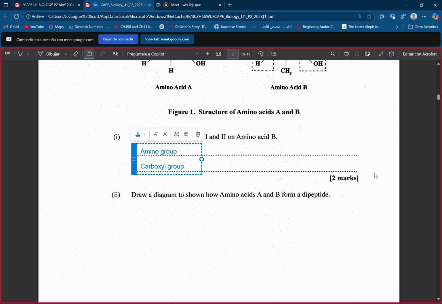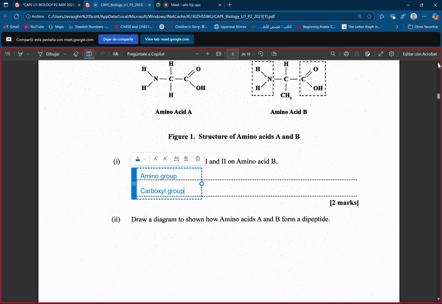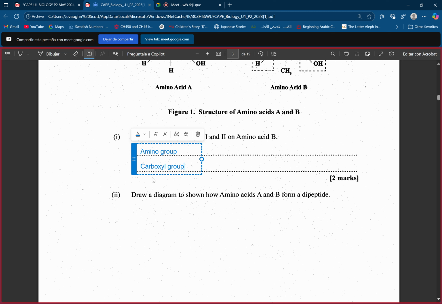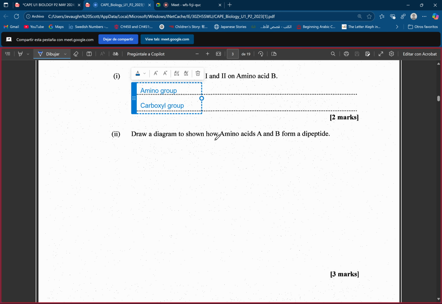Alright, so we must be able to draw this, right? Let's go. Isn't this glycine and alanine, I think? Alright, we're going to end up with something like this.